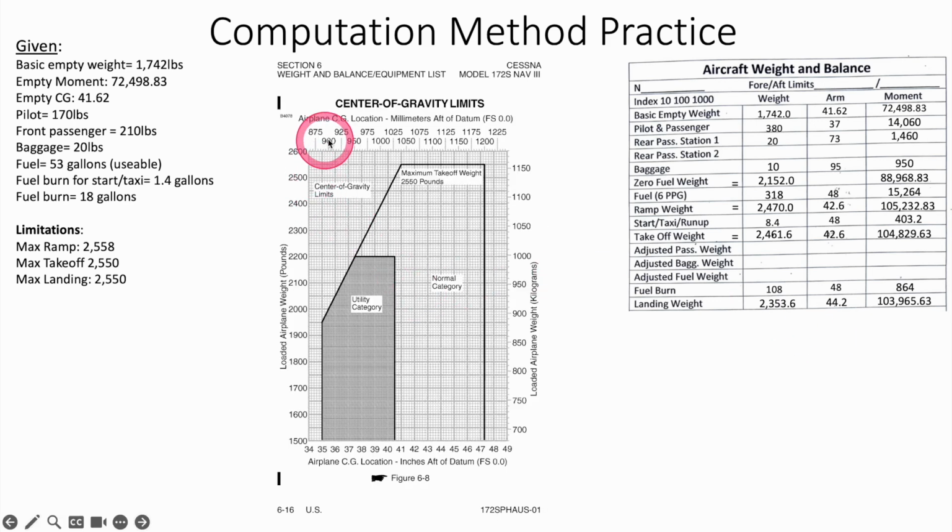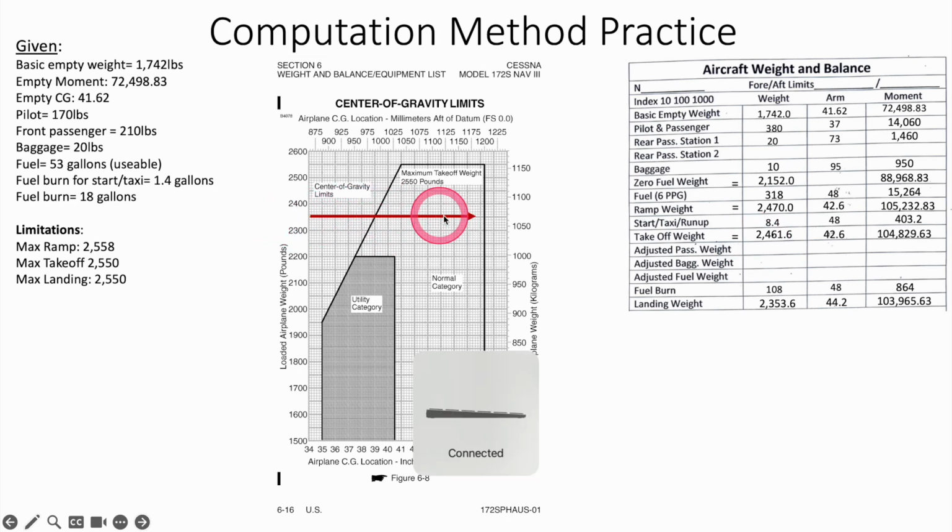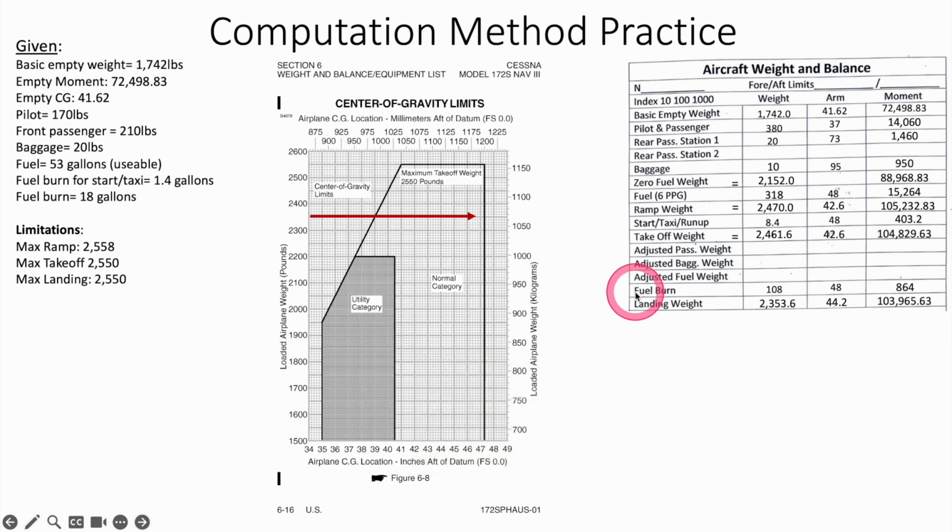So looking at center of gravity limits, we have a total weight of 2,353 right here, and center of gravity 44.2. So where those two lines intersect, we plot a point, and as long as it's within the limitations of the max weight and center of gravity, then this flight is within limitations and it's safe to do.